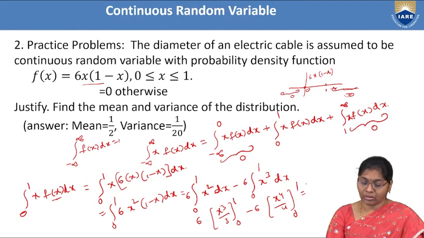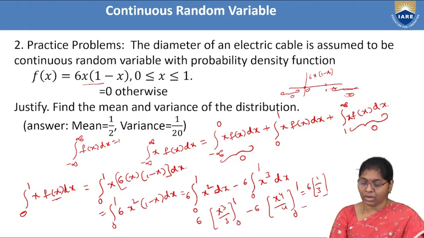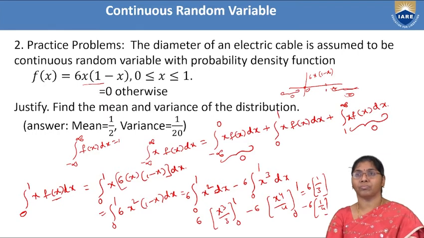That means here it is 6 into 1 by x cube upper limit. The 1 by 3, upper limit minus lower limit. The lower limit is 0. Minus 6 into 1 by 4. The total we get 1 by 2.